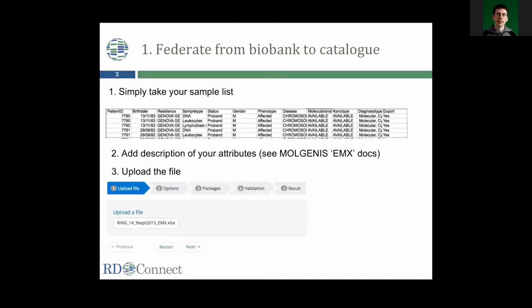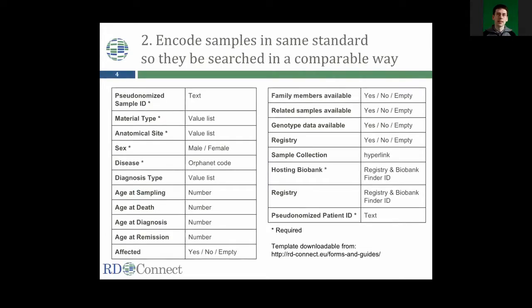So the process is we start out with your actual sample list, in the way that you have it in your system, describe the structure of your sample list, and then upload that into the catalog. The items that we need are the following. Important to note here is that identifiers should be pseudonymized, and all items marked with a star are required fields.